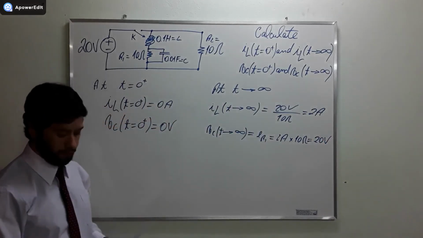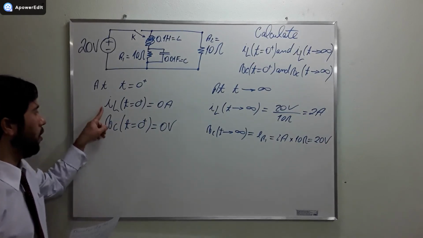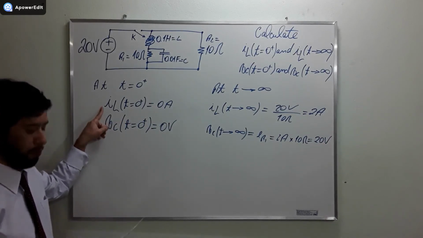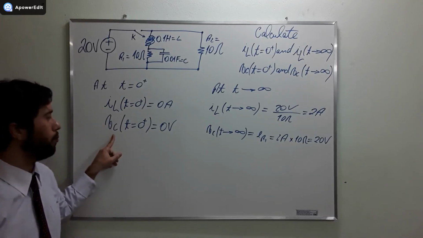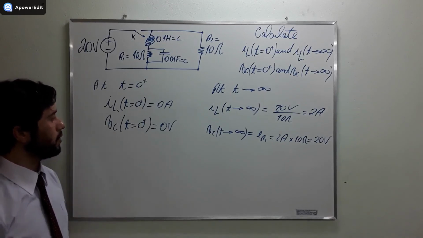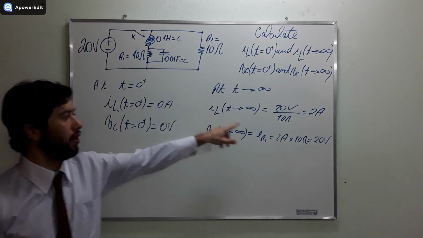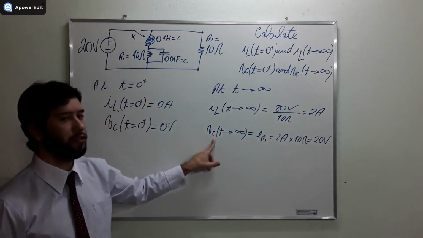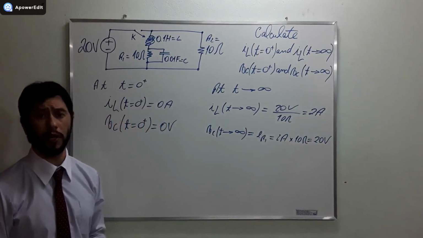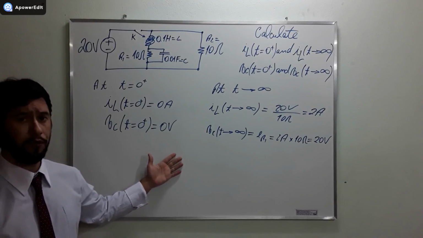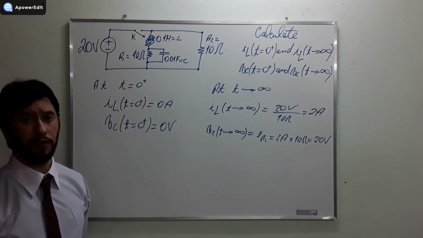So, it was a very quick video, and we discovered that IL(t = 0+) is 0 amperes, and VC(t = 0+) is 0 volts. And at t equal to infinity, IL is equal to 2 amperes and VC is equal to 20 volts. So my friends, this was the video that I wanted to make. I hope you learned from it, and I hope you see that it is indeed very simple.